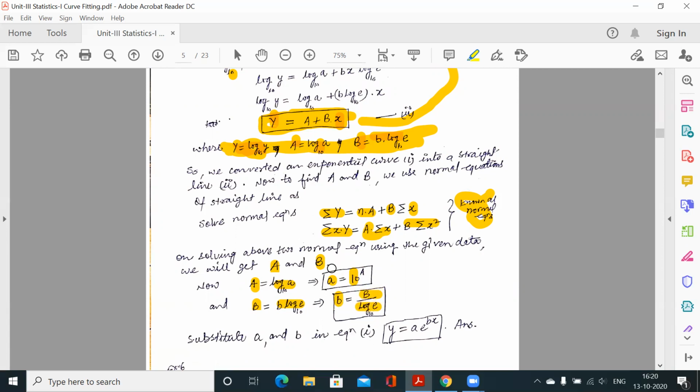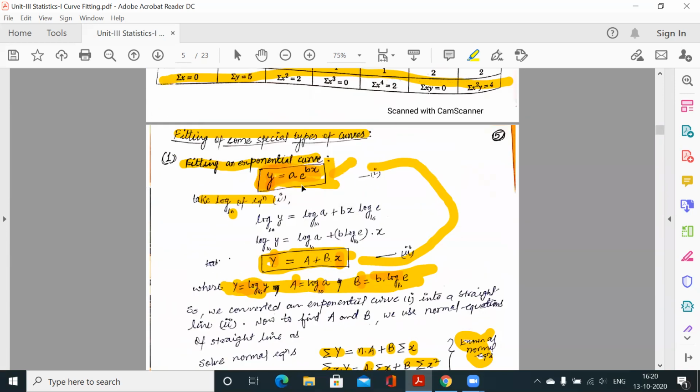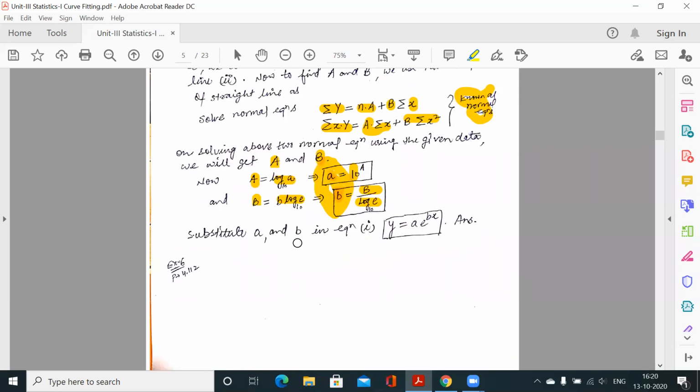So in this way, we'll get our original variables, small a and small b, original constants. When we substitute these a and b here, small a and small b, we will get our answer. Okay.